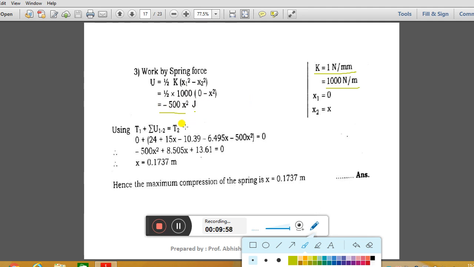Now put all the values in the generalized equation, that is, the total work done by the different forces is equal to the change in kinetic energy. The initial kinetic energy is 0, and the final value of kinetic energy is 0. Now put the values of the work done by the different forces and take the addition. Finally we'll get one quadratic equation. So we have one equation, one unknown. Solve this equation so we can find the value of x. So x is equal to 0.1737 meters. This is the maximum compression of the spring.